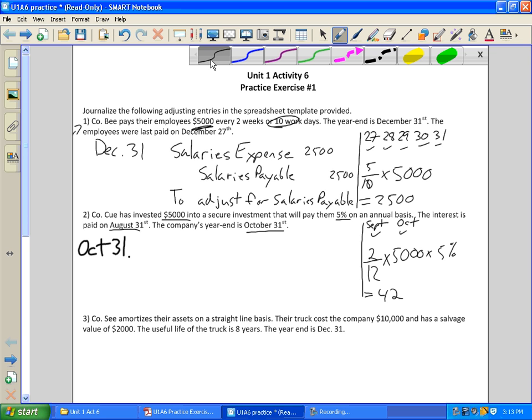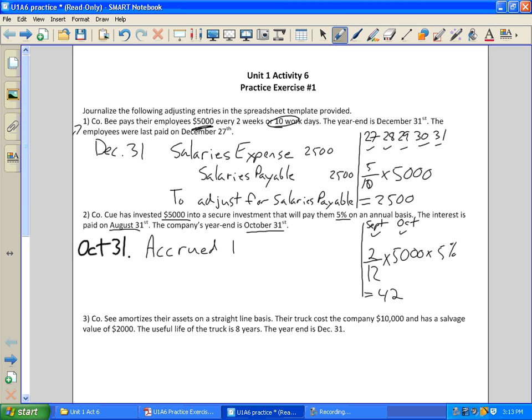All right, and the debit we're going to use is accrued interest. Now there's a term that I just want to take a quick second and underline and talk about, which is accrual. An accrued interest is something that builds up over time. Just like with the salaries expense, we're going to accrue some interest that we've earned on the investment that we made on August 31st, and it's accrued to October 31st. And that's the $42 that we calculated.